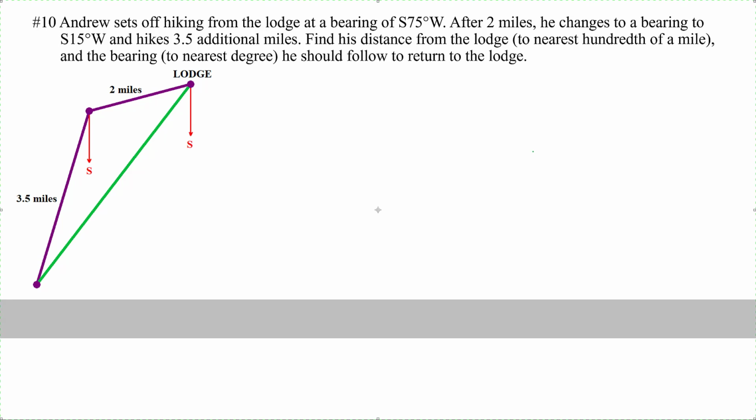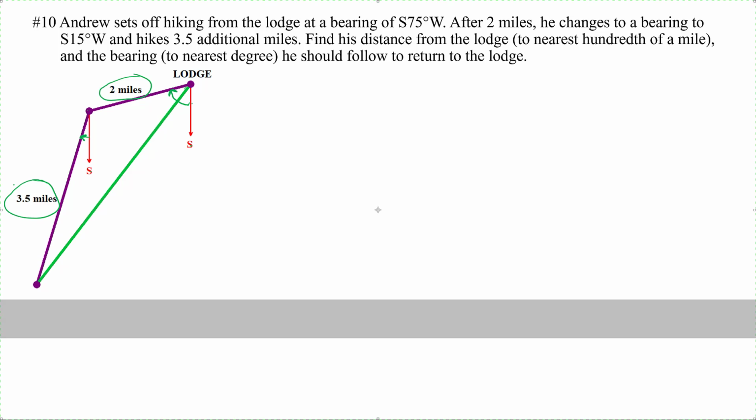So Andrew sets off hiking from the lodge at a bearing of south 75 degrees west. So he starts going south and then 75 degrees west. He goes in that direction for 2 miles. After 2 miles, he changes his bearing from south to south 15 degrees west. So this little measure here is 15 degrees. And then he hikes an additional 3.5 miles.